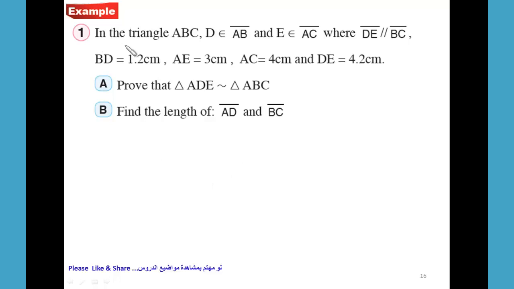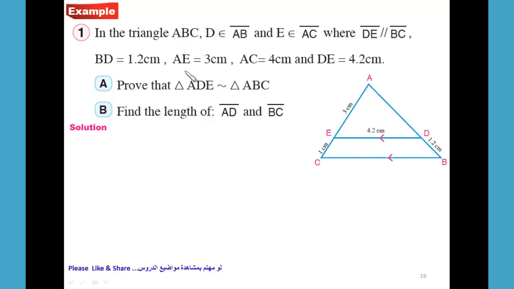Example 1. In triangle ABC, D belongs to line segment AB. This point belongs to line segment AB, and E belongs to line segment AC, where DE is parallel to BC. DE is parallel to BC, it is given as a condition here, and the length of BD equals 1.2.